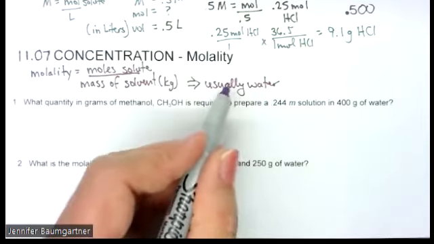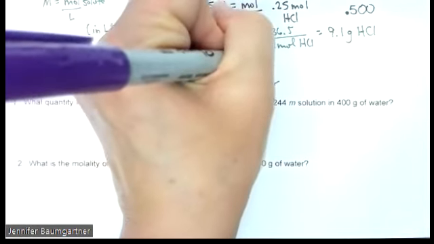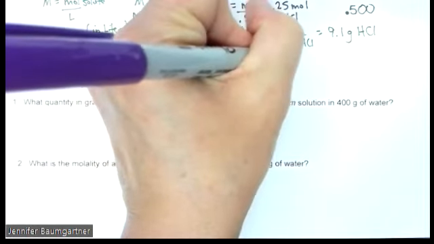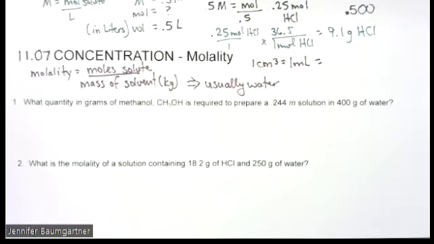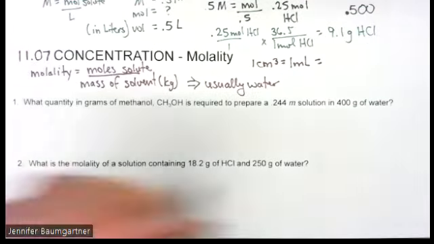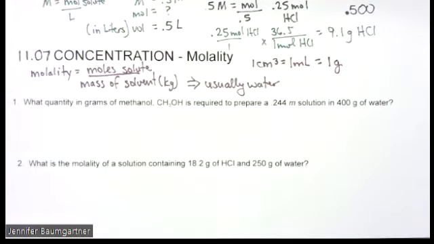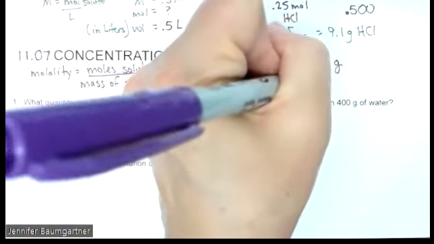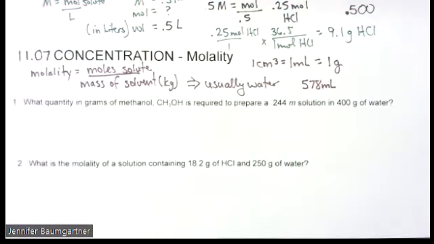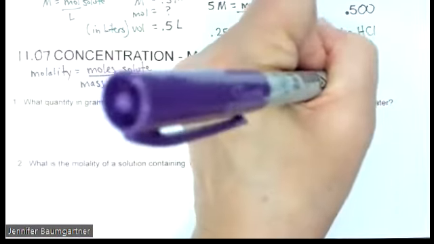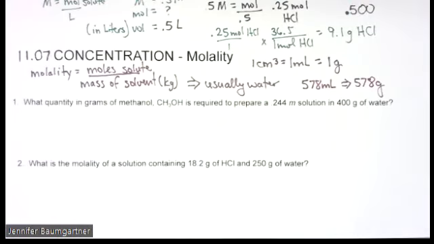And we learned back at the beginning of the year that 1 cubic centimeter is equal to 1 milliliter. And then we also learned that for water, 1 milliliter is equal to 1 gram. So if I have 578 mils of water, that's going to be equal to 578 grams. So it really does become a pretty easy conversion.